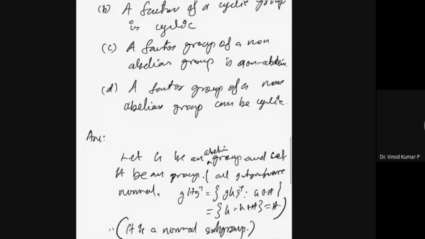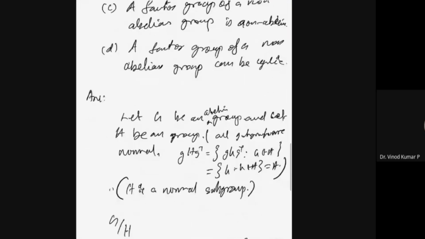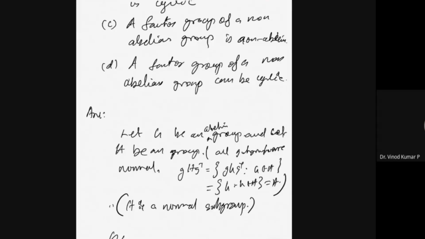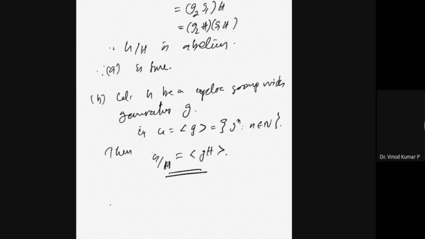Now the third statement is a factor group of a non-abelian group is non-abelian. So you have a non-abelian group G, and the question is whether for all normal subgroups H, G by H is non-abelian. So if you consider an example, take G equal to, let's say, S3. This is non-abelian, the first non-abelian group.